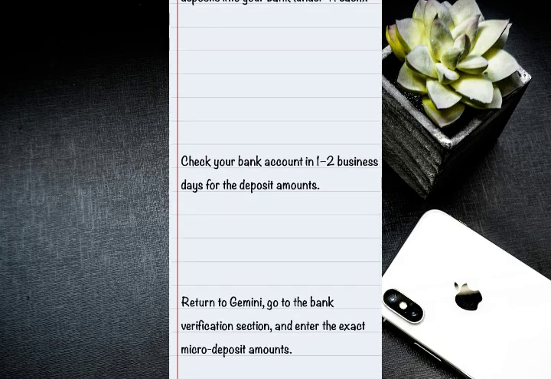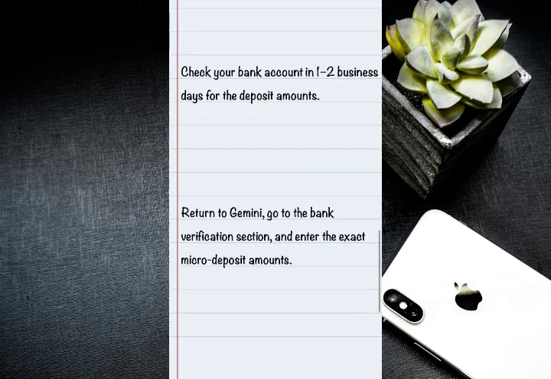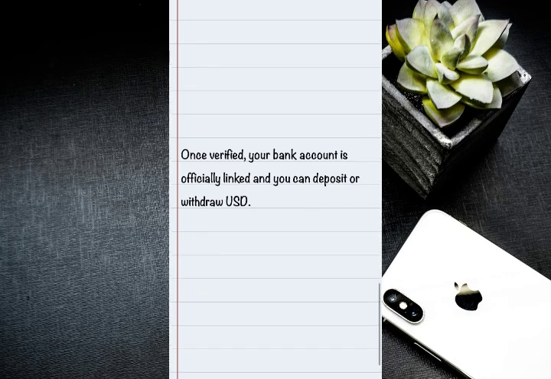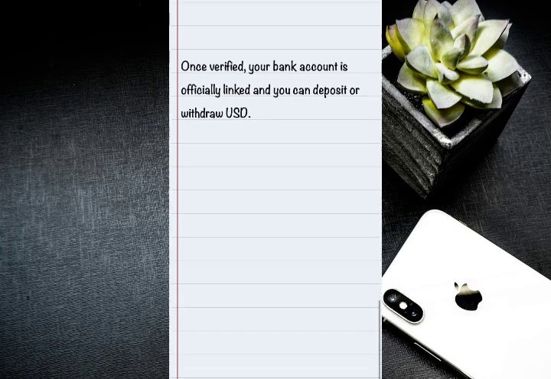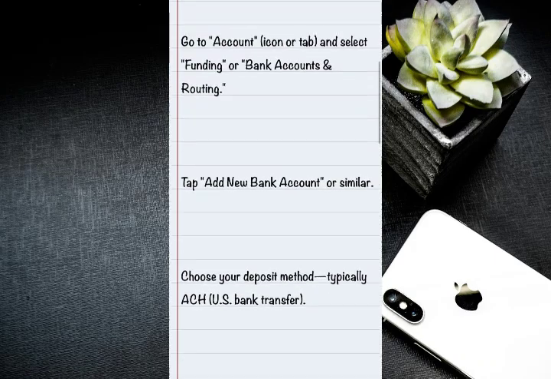Then check your bank account in 1 or 2 business days for the deposit amount. Then return back to Gemini, go back to the bank verification section and enter the exact micro deposit amount. Then after that, once verified, your bank account is officially linked and you can now deposit or withdraw USD.